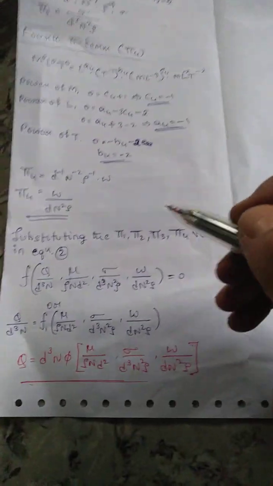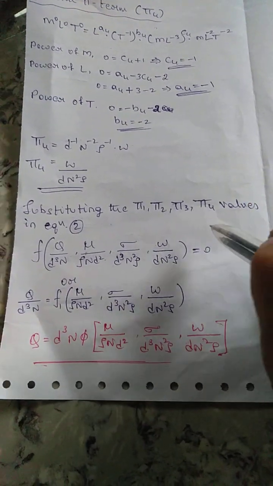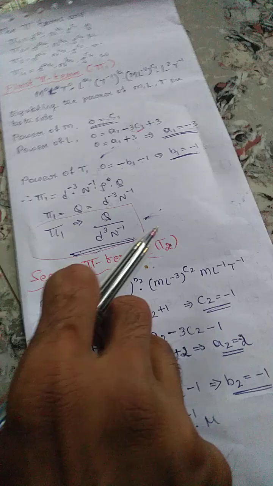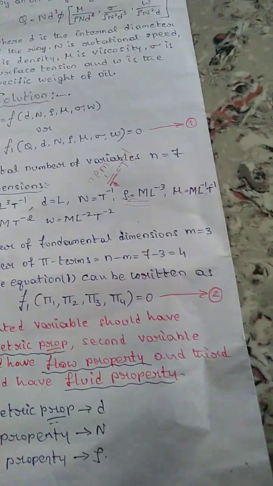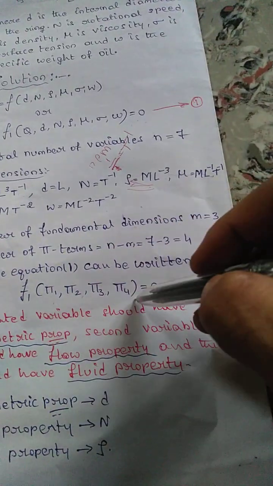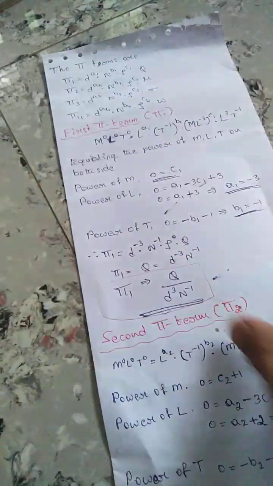And at the end, how you have to finish is substituting the pi 1, pi 2, pi 3, pi 4 values in the equation 2. You have to substitute in the equation 2. Here is the equation 2. This is equation 2. You have to substitute all these pi 1, pi 2, pi 3, pi 4 values equating to 0.